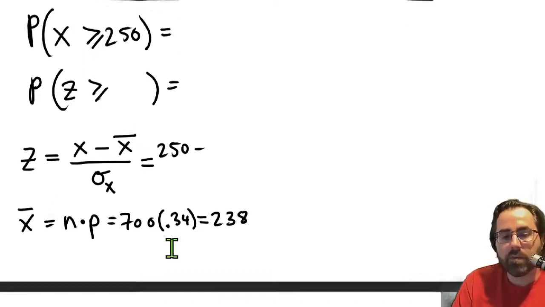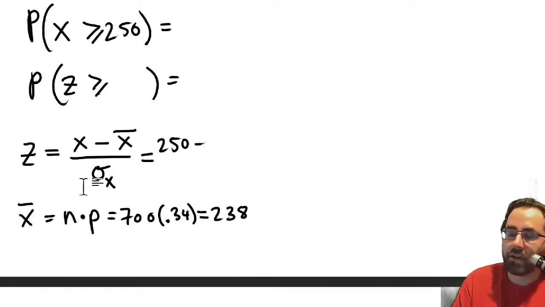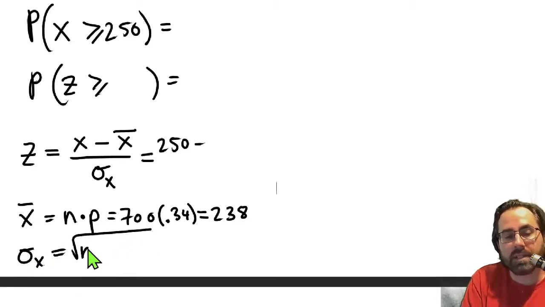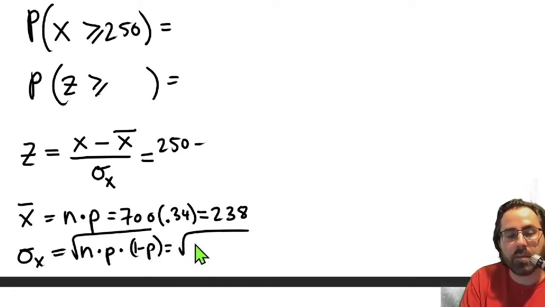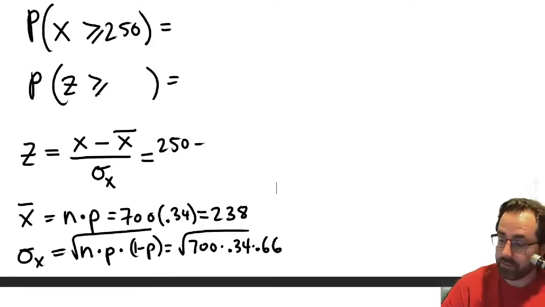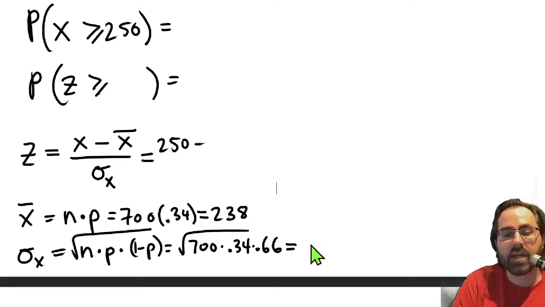So let's move along. We got our mean, and now we also need to calculate, of course, our standard deviation of the count. So the standard deviation of the count uses the formula, the square root of the size of the sample times the proportion of successes times the proportion of failures, which would be 700 times 0.34 times 1 minus 0.34, which is 0.66. So we multiply those together, and I already did that and took the square root and got that the standard deviation for the count is 12.53.